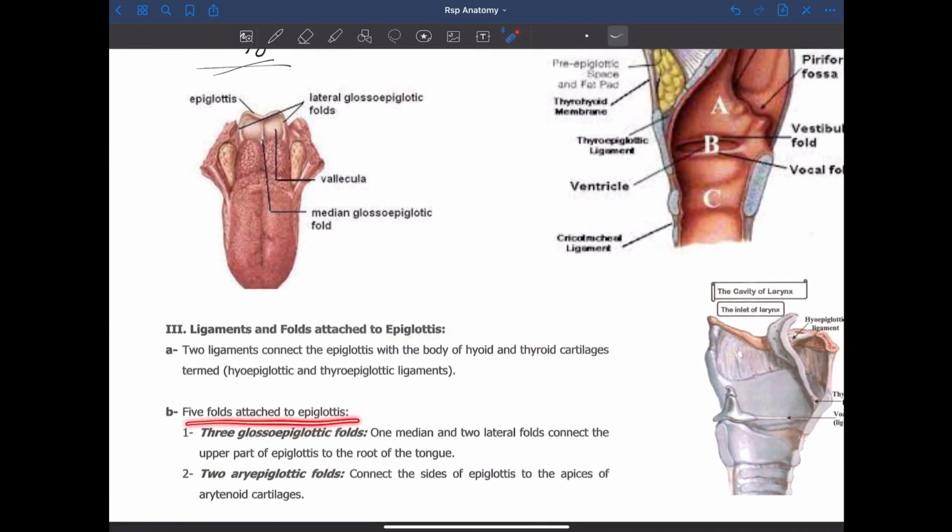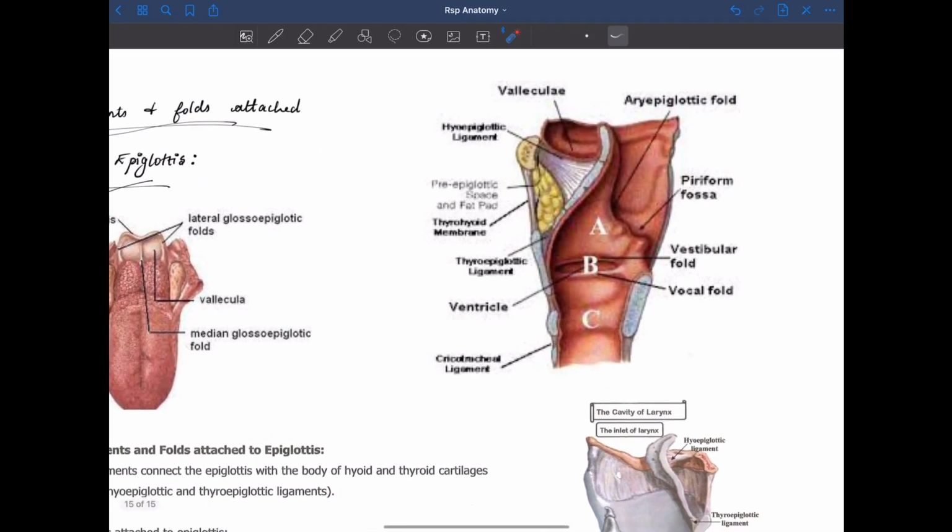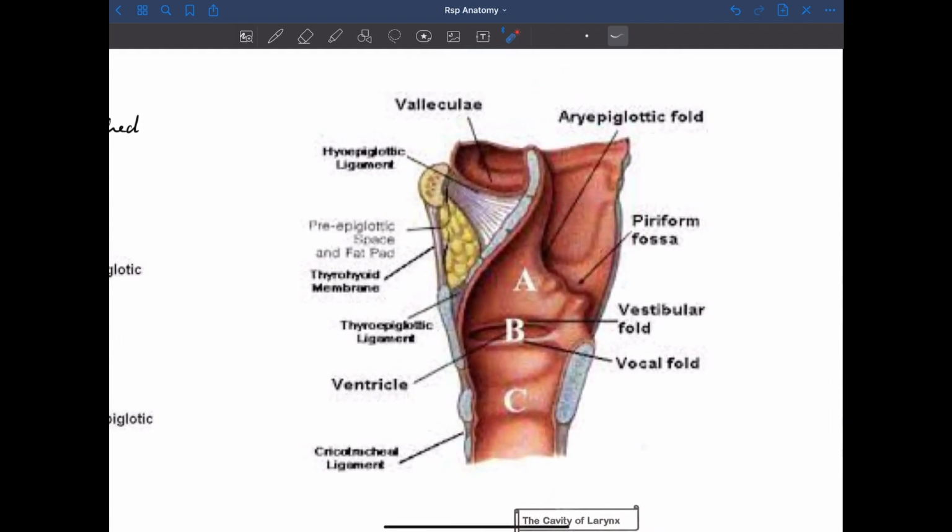We have the folds of the epiglottis. The epiglottis has 5 folds: 3 glossoepiglottic folds and 2 aryepiglottic folds. The two aryepiglottic folds connect the sides of the epiglottis to the apices of the arytenoid cartilage. As you remember, the arytenoid cartilage is a pyramidal cartilage, and the epiglottis is connected to the apex of the arytenoid cartilage. Yes, this is the aryepiglottic fold. You can see these are the aryepiglottic folds.